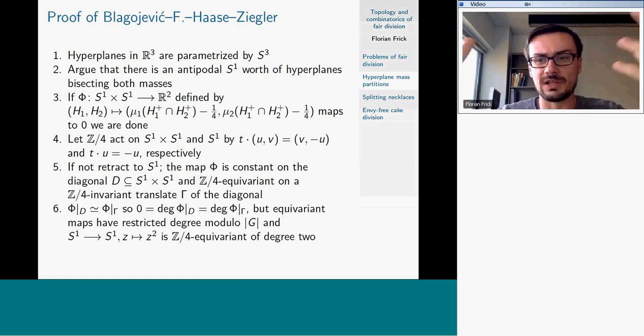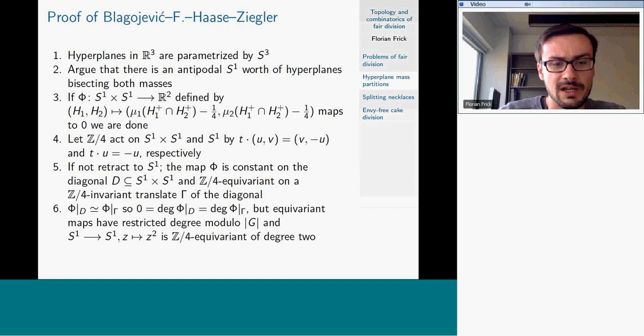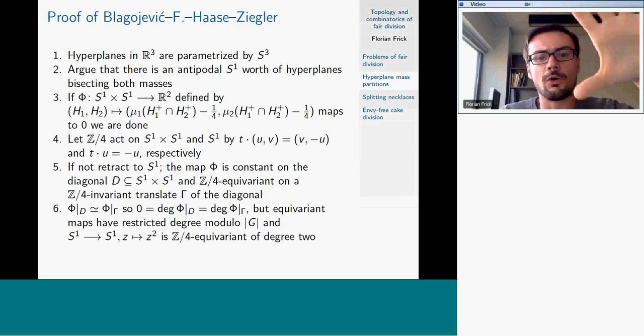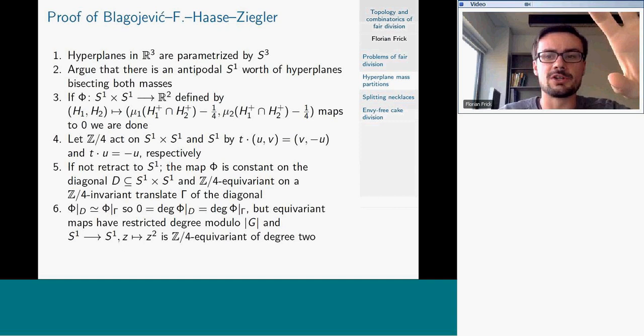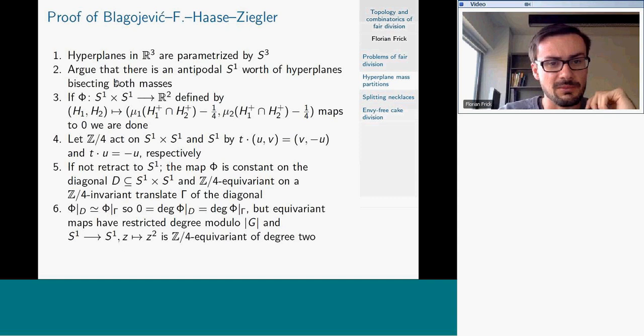Now, for a circle of hyperplanes that already bisect both masses, all we need to ensure is that one orthant has measure 1 over 4. Because if one orthant has measure 1 over 4, then since the planes already bisect, all orthants have measure 1 over 4, so it's an equipartition. So what we do is we define this map here from the torus, with the pairs of hyperplanes that already bisect.